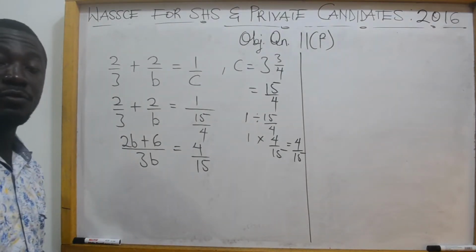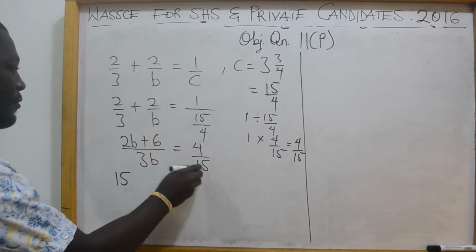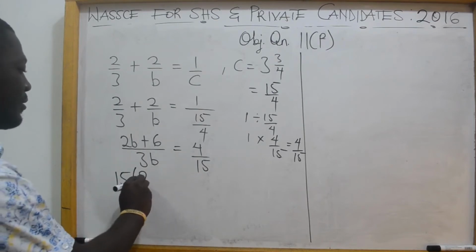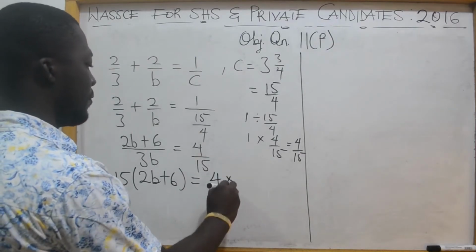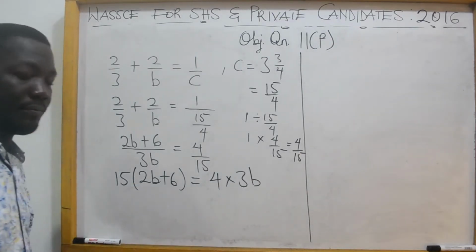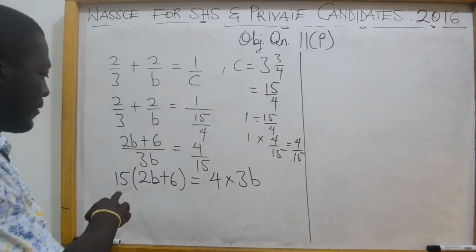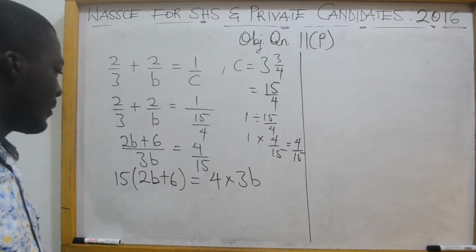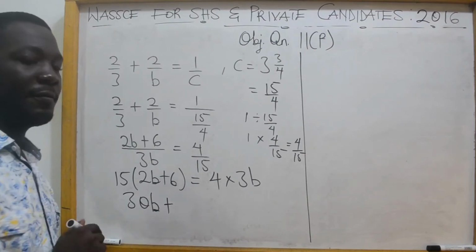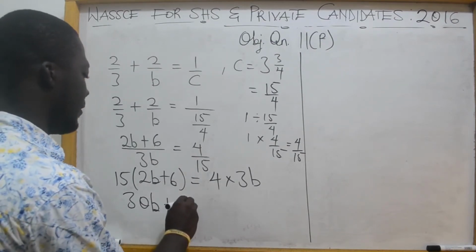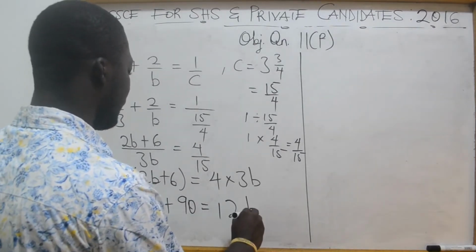So the next thing, we are going to do cross multiplication. 15 crosses to the left and multiply 2B plus 6, which is equal to 4 will multiply 3B. So at this point, we expand the bracket. So 15 times 2B is 30B, plus 15 times 6 is 90, which is equal to 4 times 3B is 12B.